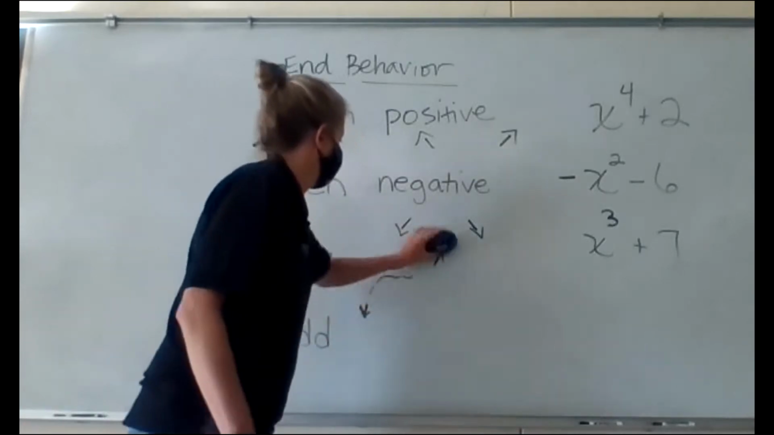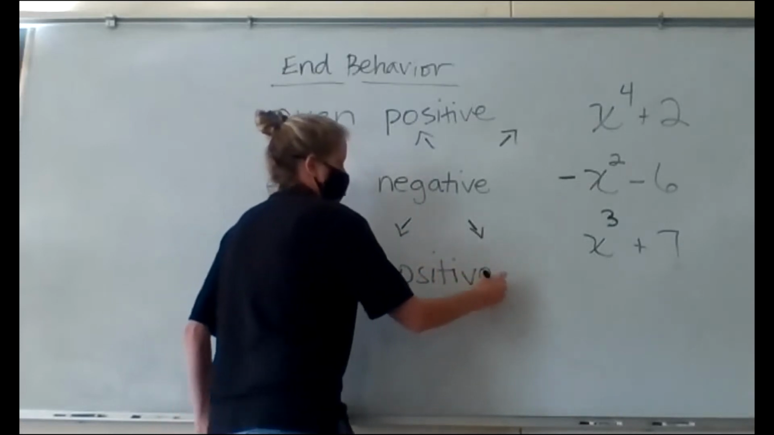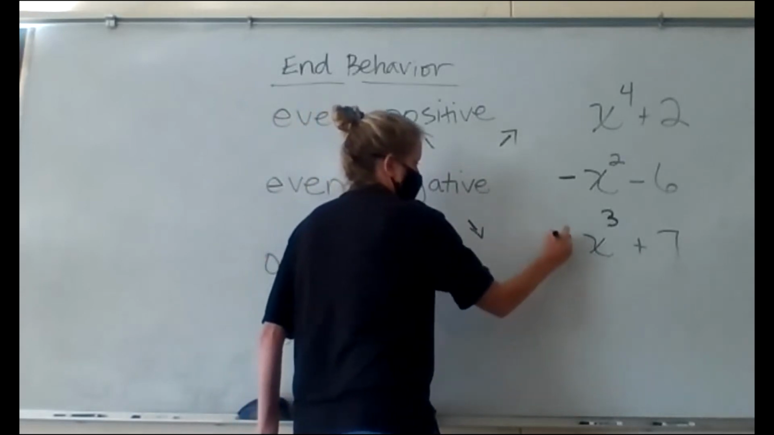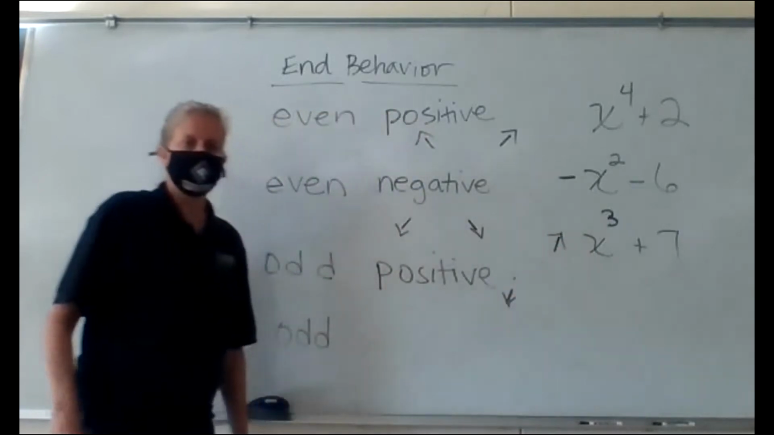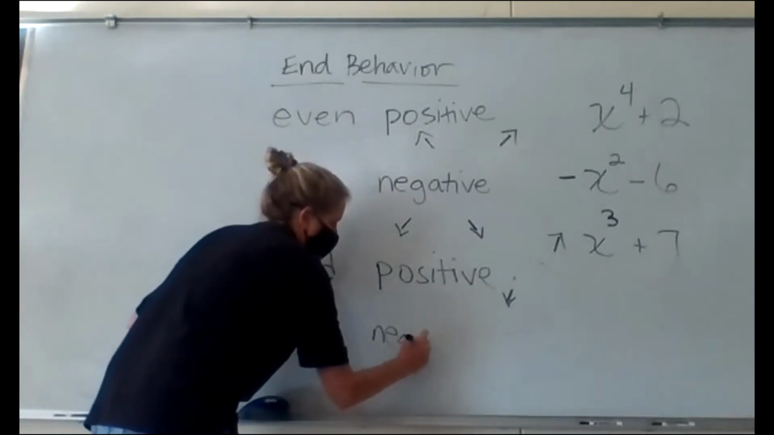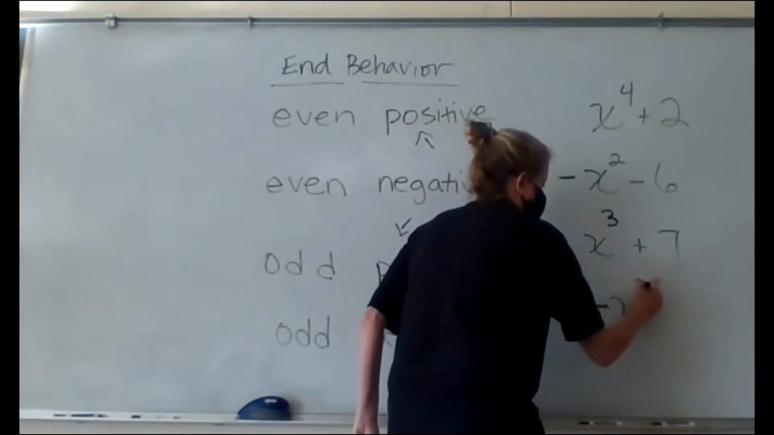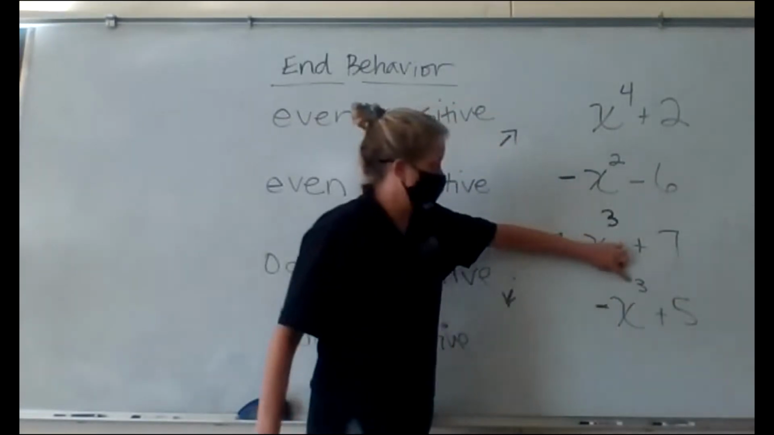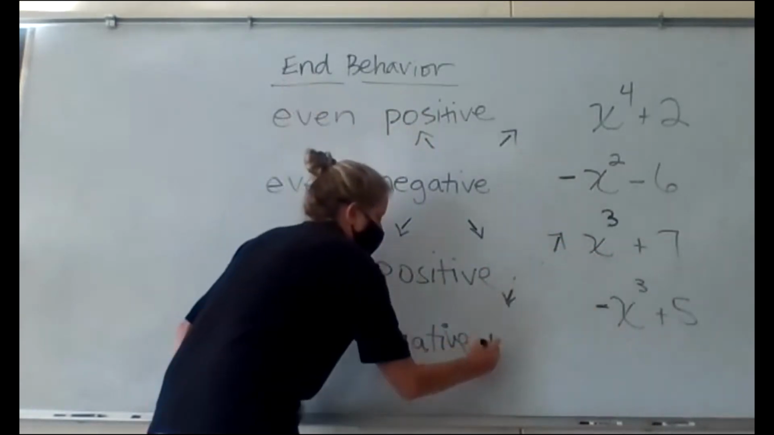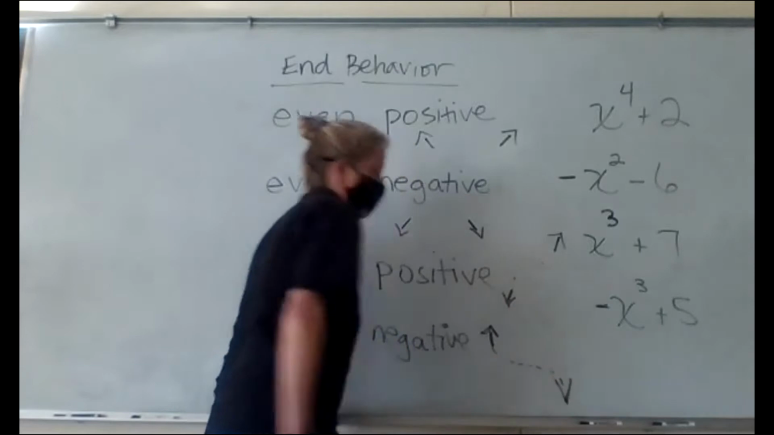All kinds of things can happen in here. Oh, I forgot to write positive. So again, odd and positive would mean you start at the bottom, you do all kinds of things, and then you end up at the other end going up. Odd and negative. So if you were negative x cubed plus 5, so I'm still odd, but this time my leading term is negative. That means your graph starts off going up, travels down throughout the graph.